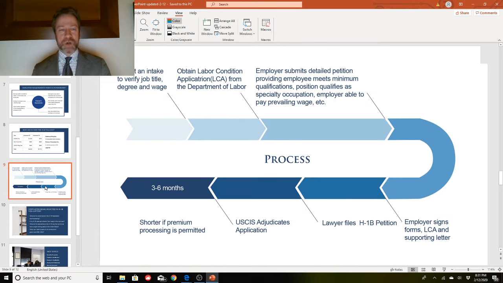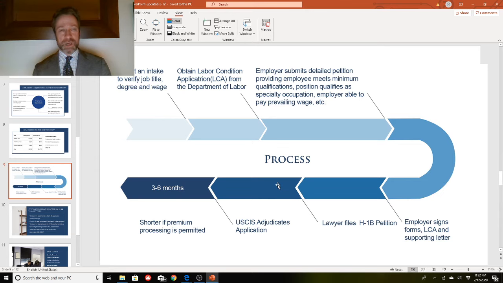All right, so as I mentioned before, there is a new process for registering for the online cap lottery, okay? And this is the general process, okay? That hasn't changed, okay? So when we're retained to file an H-1B application, this is what we do.